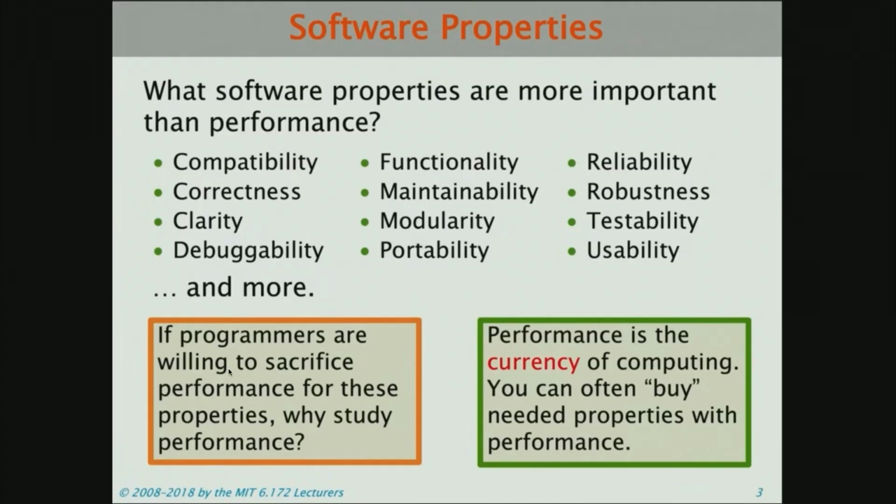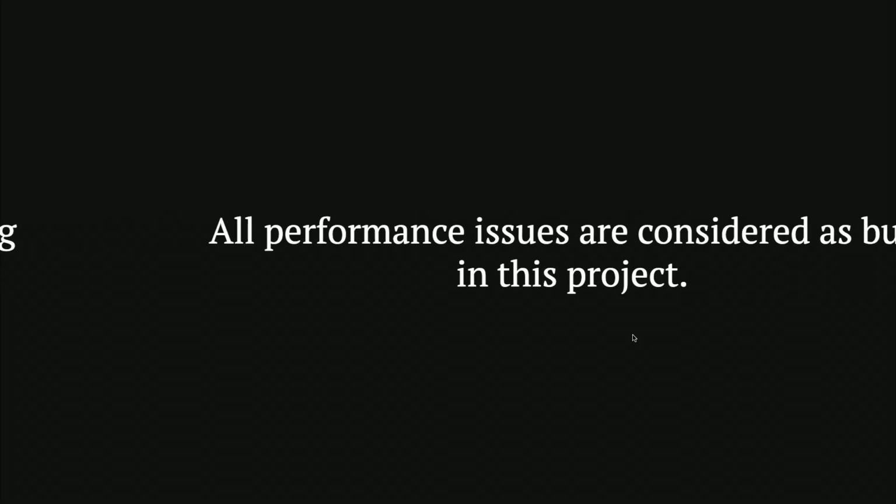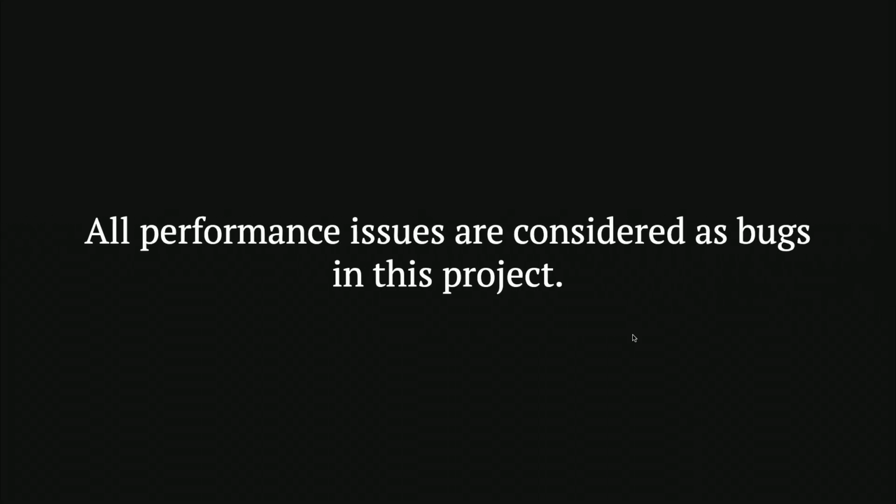So if programmers are willing to sacrifice performance for these properties, why study performance? The conclusion is that performance is the currency of computing. You can often buy needed properties with performance. What it translates to is that performance is used as a budget for buying more features. And eventually, for Oxc, we decided that all performance issues are considered bugs in this project. For normal projects, you will think performance is the last thing to think about. But in Oxc, we treat it as a bug if it's slow.